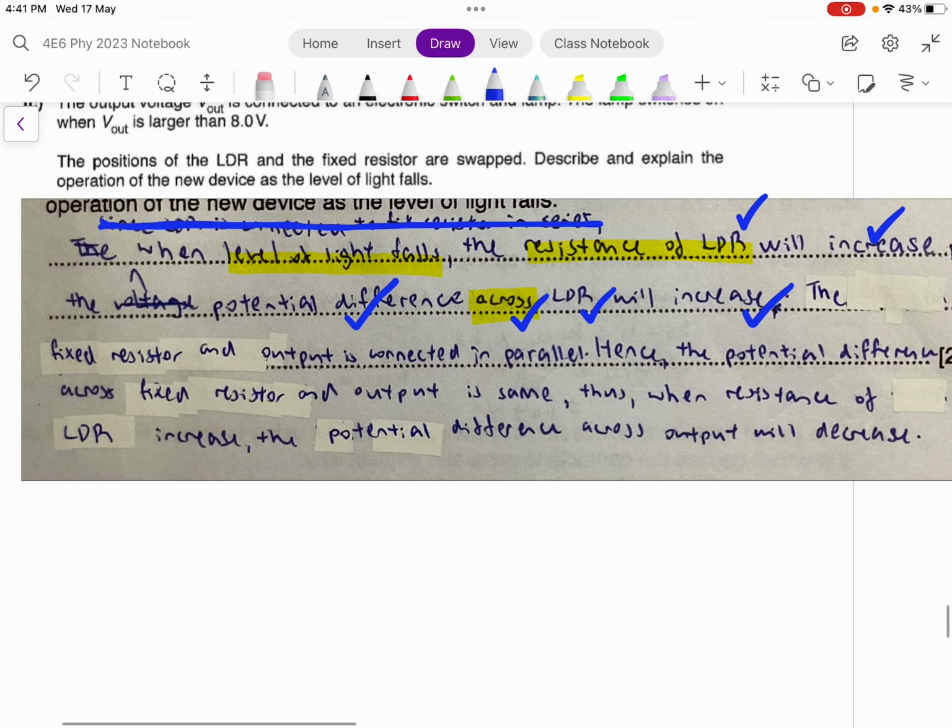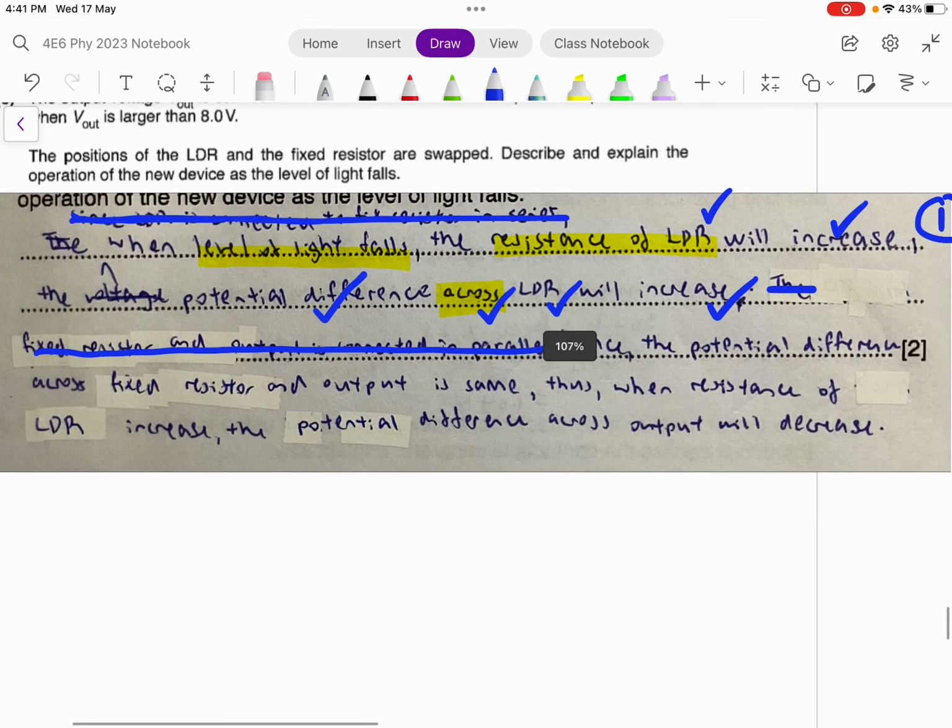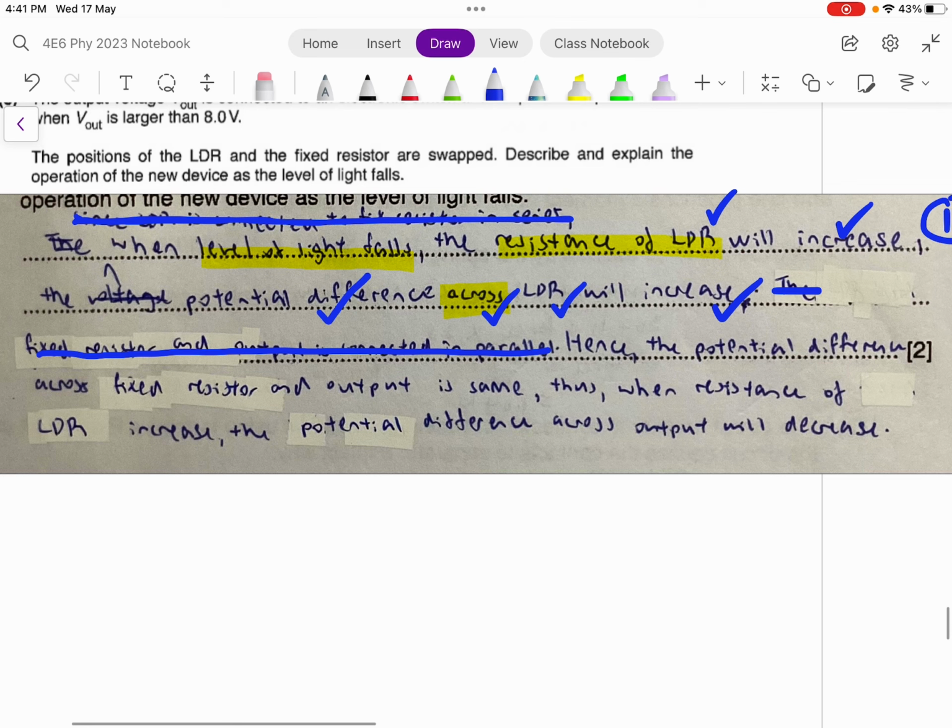Then it says the fixed resistor and the output are connected in parallel. Okay, fine, this is very clear. You want to include it, I leave it to you, but actually you don't really need to. For a 3 answer line question, you don't need this. Hence the potential difference across the fixed resistor and the output is the same. Therefore the potential difference across the output will decrease.